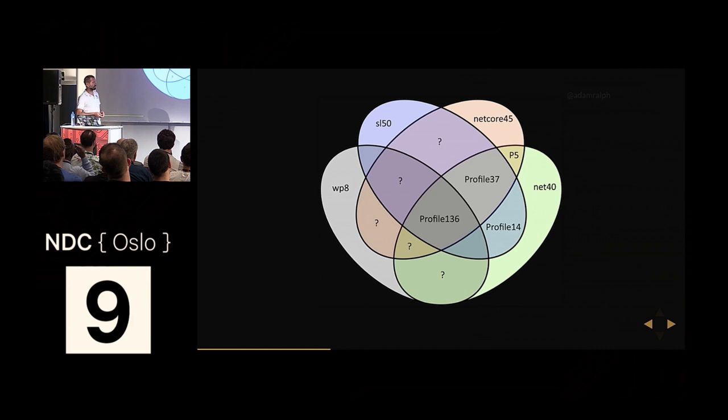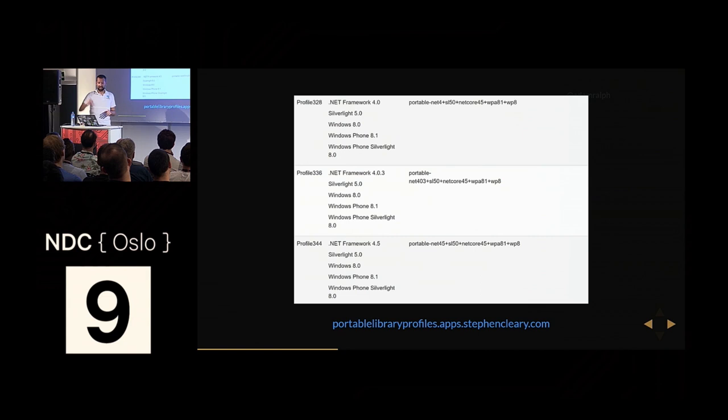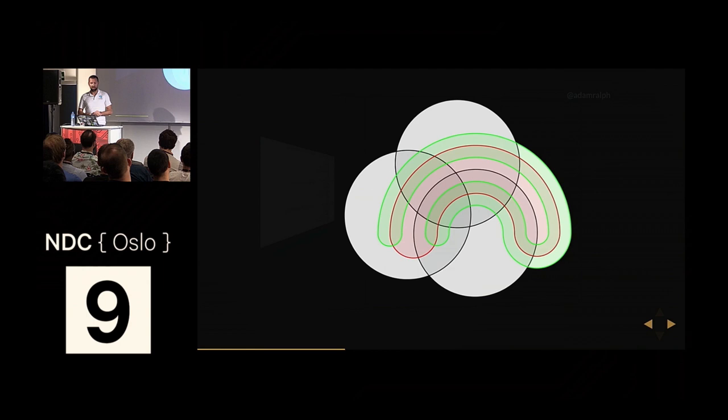And now, so that's four platforms, right? It's still kind of understandable. But if you look at this list, sorry, guys in the back, this is not too readable for you, perhaps, but this is actually 5 platforms, right? There are profiles which support 5 platforms. And of course, it's not possible to draw a Venn diagram with 5 sets. Or so I thought.